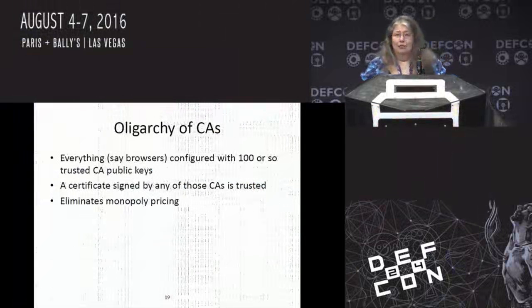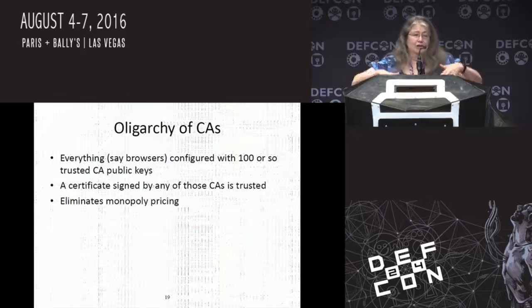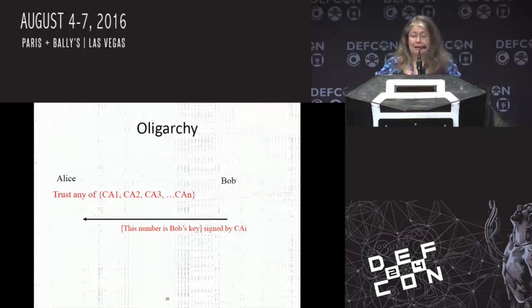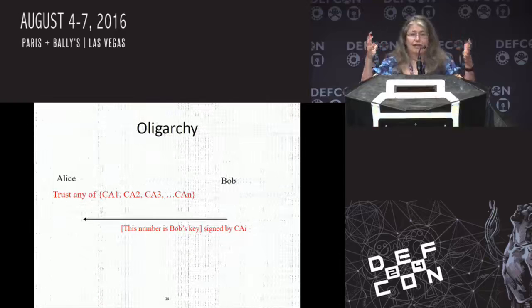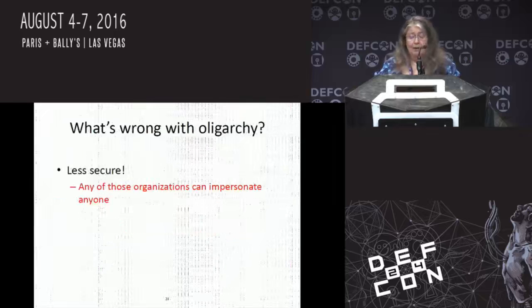The next model is kind of what's in your browsers, and I call it the oligarchy model, where you're configured with 100 or so trusted public keys, and a server you talk to can present you a certificate signed by any of those. It does eliminate monopoly pricing. So Alice is configured to trust any of a large set of public keys for CAs, and Bob sends a certificate signed by any of them. What's wrong with it?